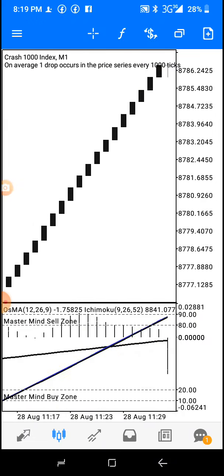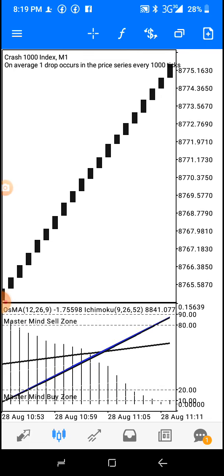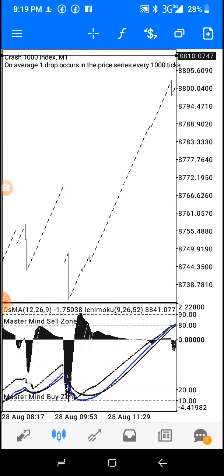For this strategy, we are going to be using the third zoom level. What I mean by the third zoom level, this is the first zoom level. You have to zoom your chart 3 times. After you zoom it out, you are on the first zoom level. This is the first zoom level, and you have to zoom it again.